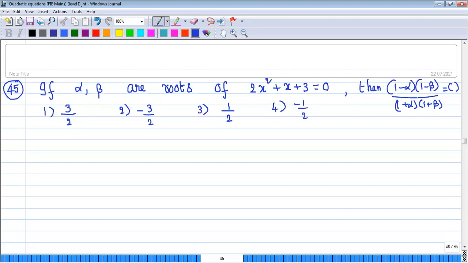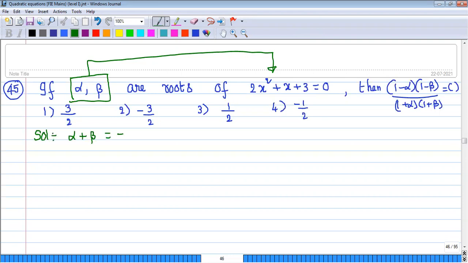Numerator and denominator separately simplify. Instead of alpha plus beta, minus 1 by 2 substitute. Instead of alpha beta, 3 by 2 substitute and simplify. That's all. Here alpha beta are the roots of this equation. So we get alpha plus beta equals minus 1 by 2, alpha beta equals 3 by 2. Am I correct? Sum of the roots is equal to minus 1 by 2. Product of the roots is equal to 3 by 2.